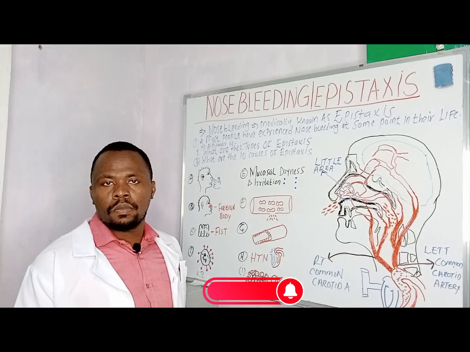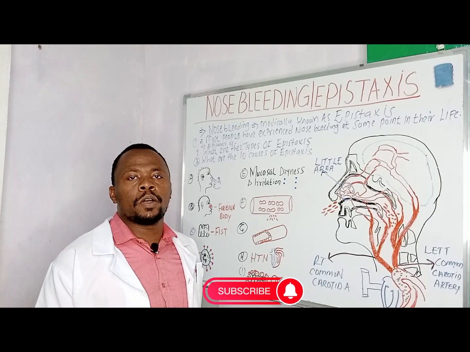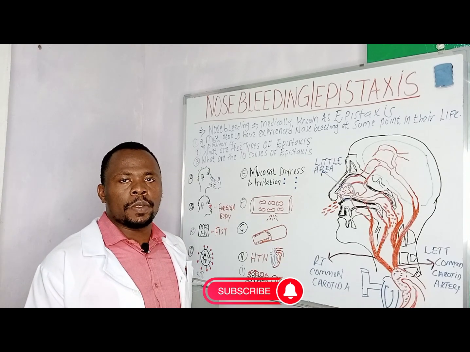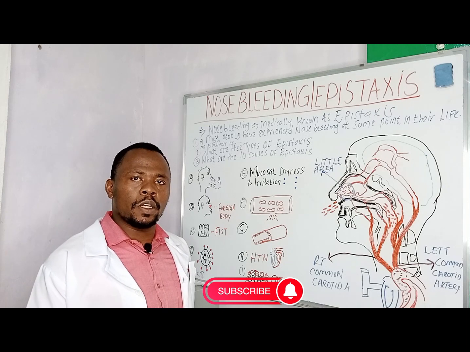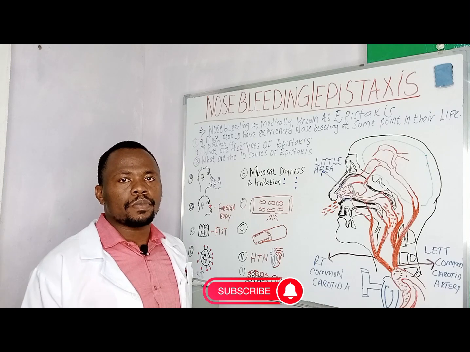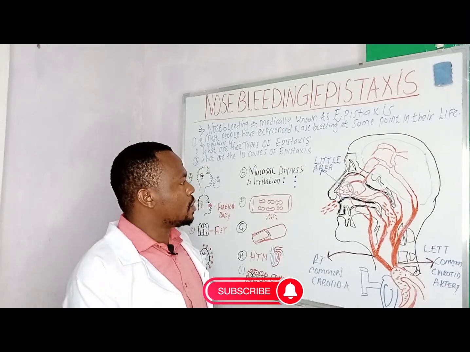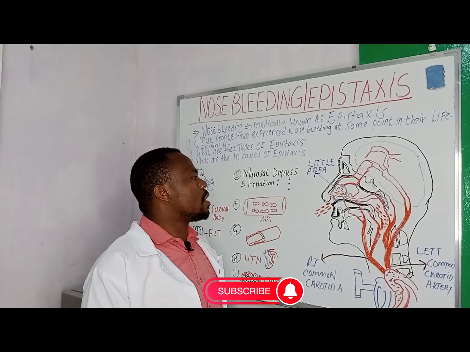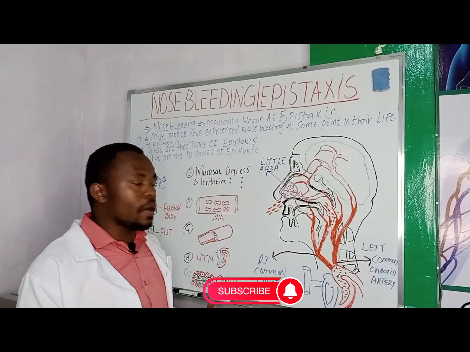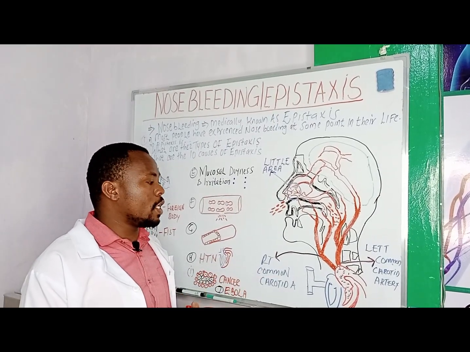Most of us, or the majority of us, have experienced nose bleeding at some point in our life. Epistaxis is bleeding from the nose. Where does this blood come from? In this diagram I've drawn here, I want to describe where the blood comes from when you are nose bleeding.